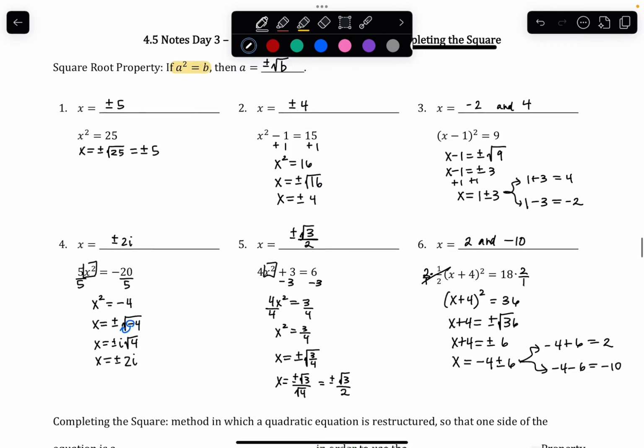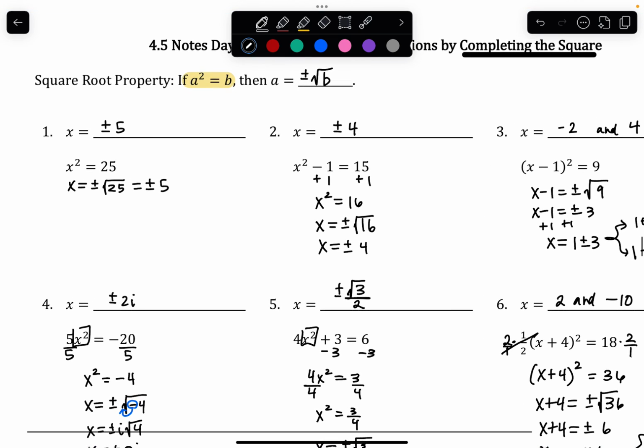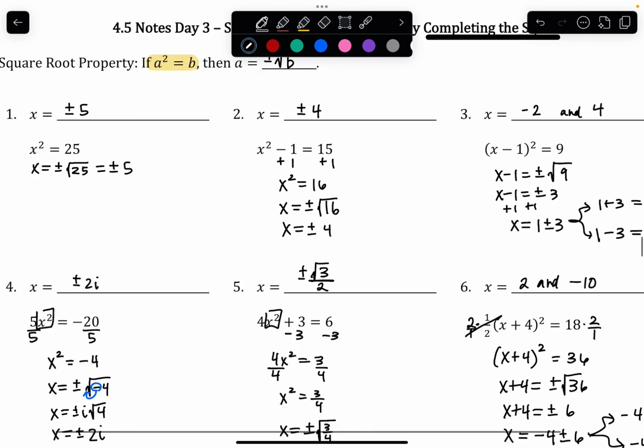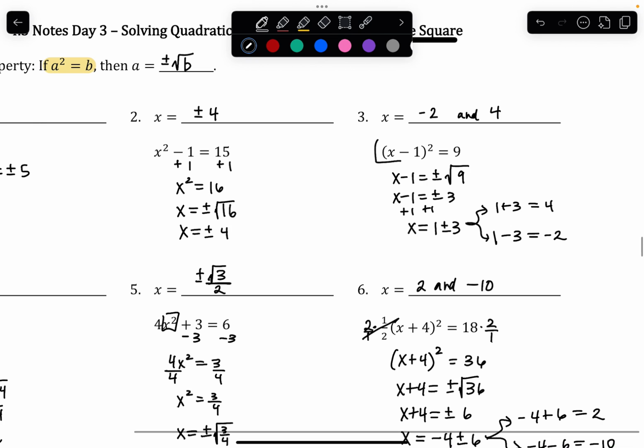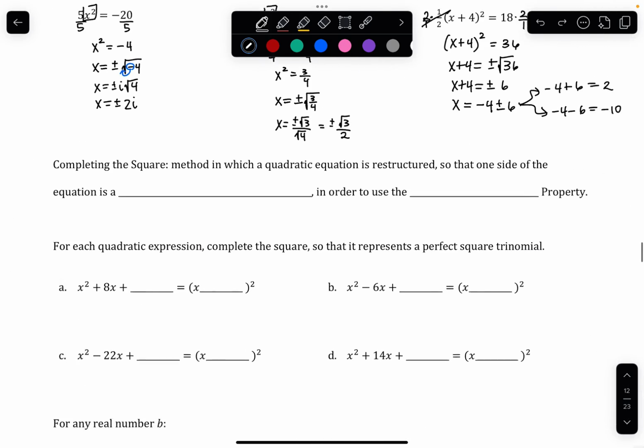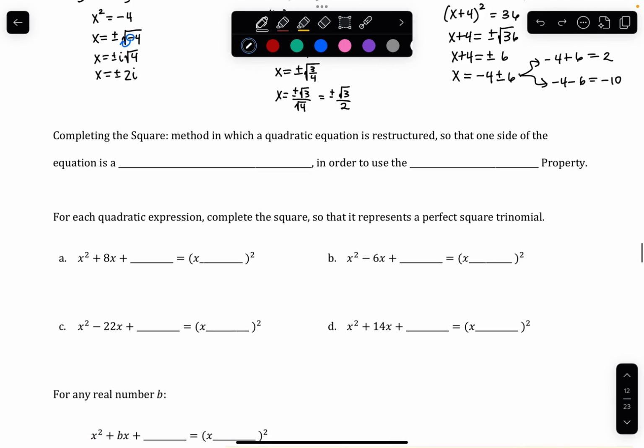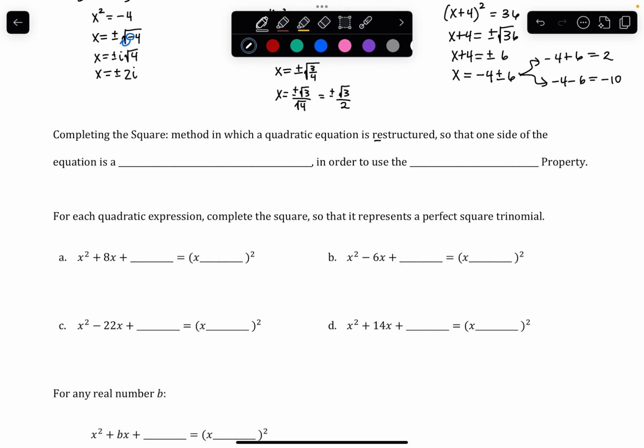And so it turns out we can turn any quadratic equation to have a perfect square. We can rewrite any quadratic equation using this notation. And that process is called completing the square. Okay, and so it's a method in which a quadratic equation is restructured so that one side of the equation is a perfect square in order to use the square root property.